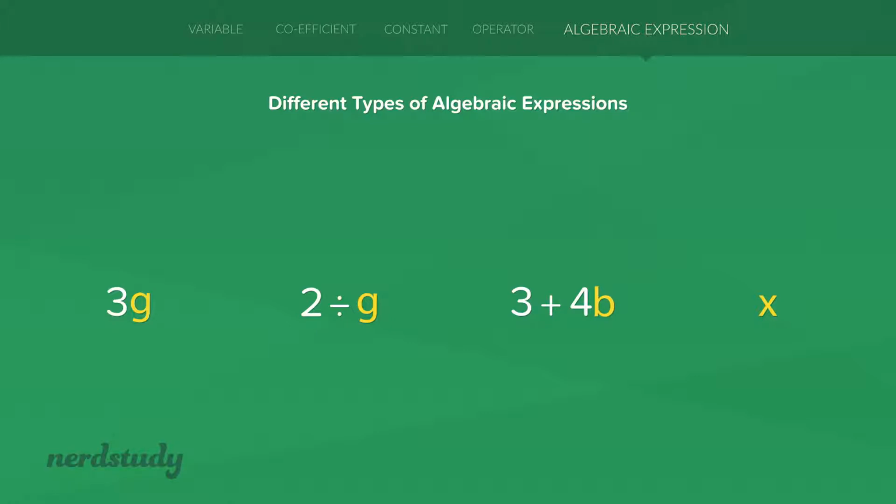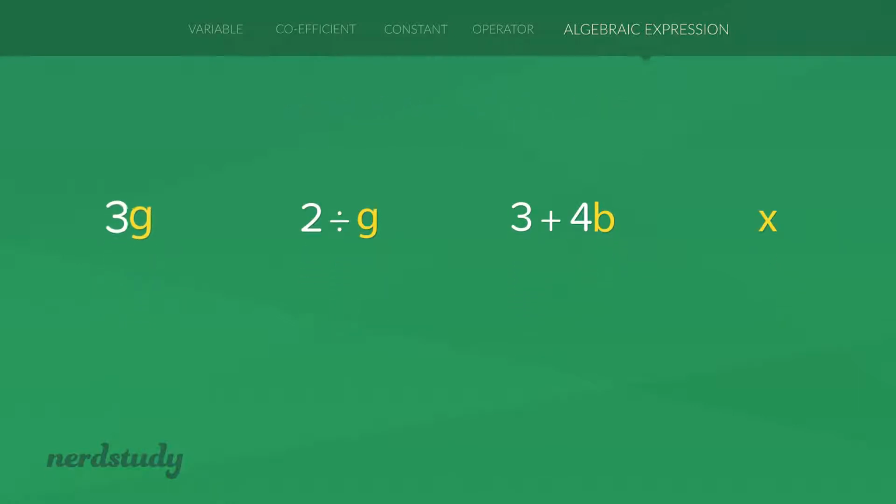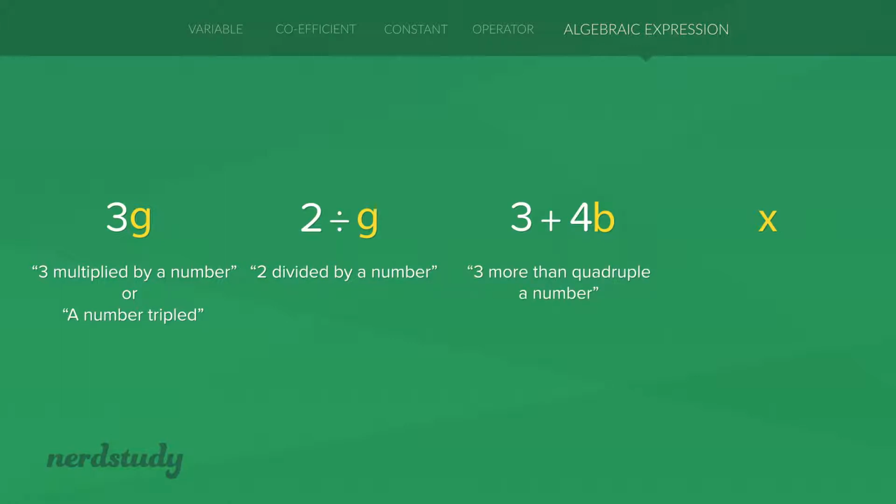Of course, these algebraic expressions could also be expressed with English phrases. The first one is the equivalent of the English expression 3 multiplied by a number. Or another way to say this would be a number tripled. So if you were asked to mathematically express this, then you should be able to get this. And for the second one, 2 divided by a number. For the third one, we can say 3 more than the quadruple of a number. And lastly, this one is the easiest to express in English. It would just be a number or an unknown number.